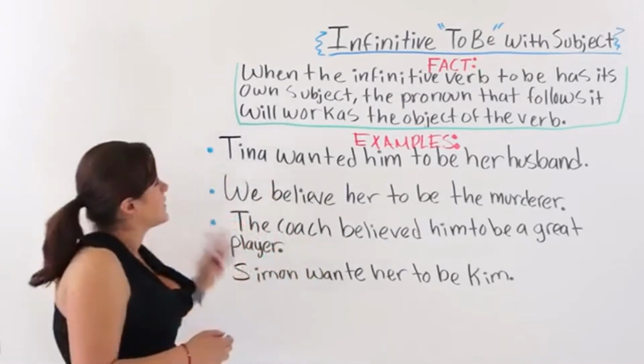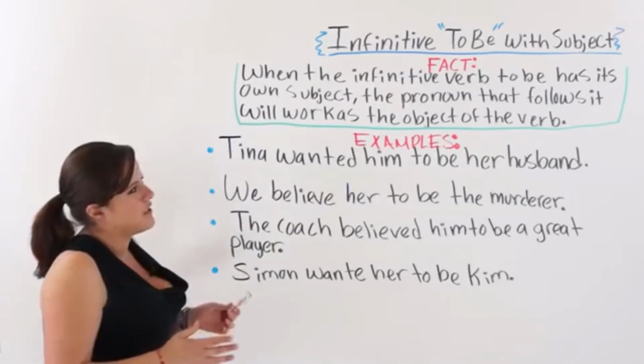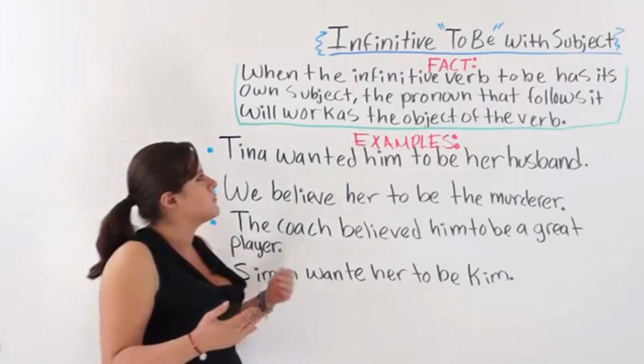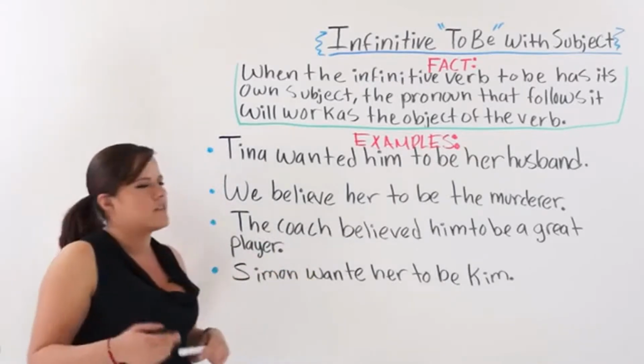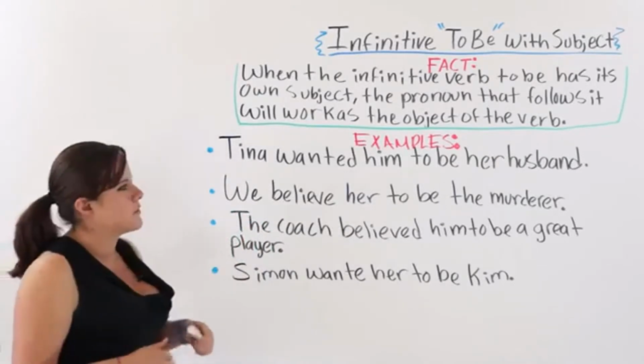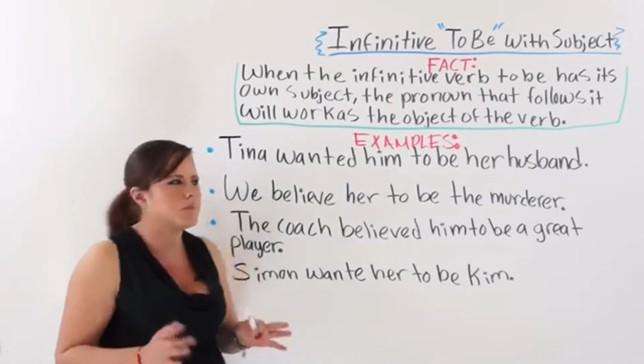It says that when the infinitive verb to be has its own subject, the pronoun that follows it works as the object of the verb. And I have 4 examples here written on the board. I will be explaining to you one by one.